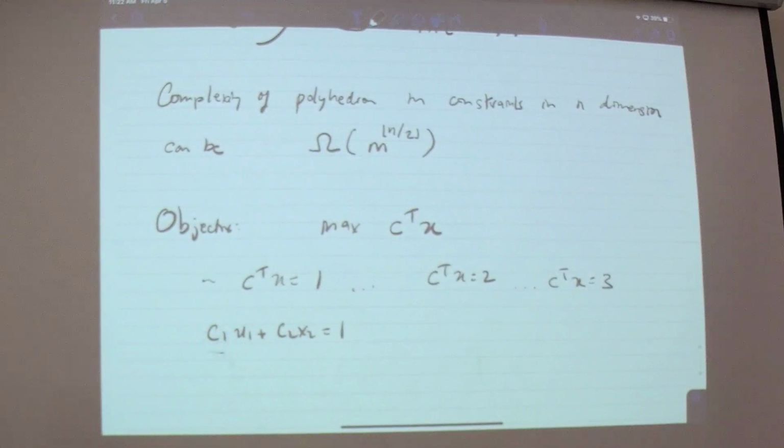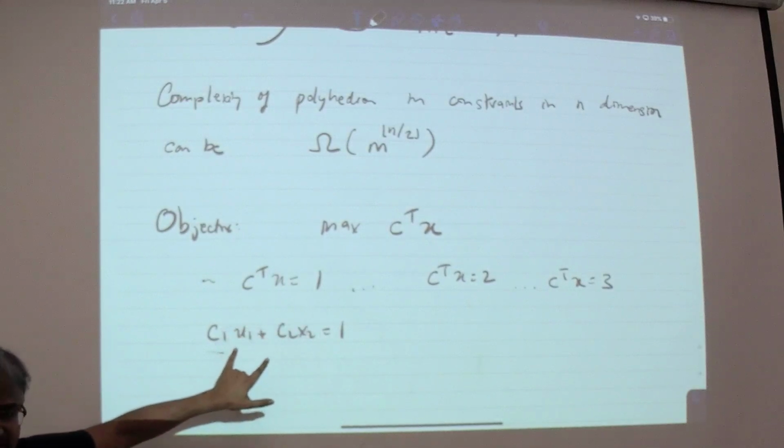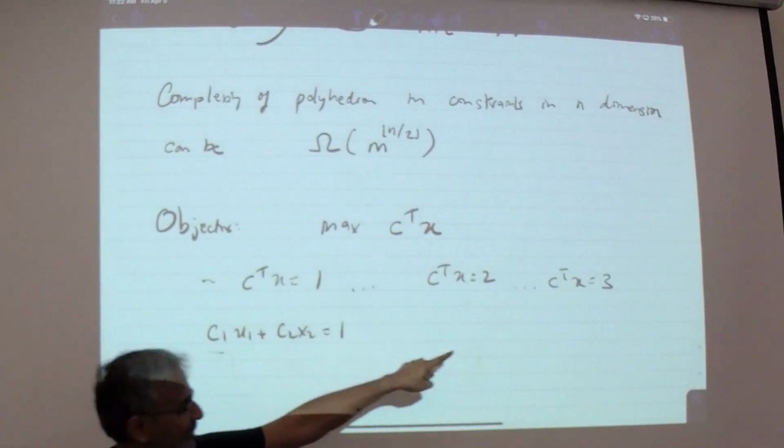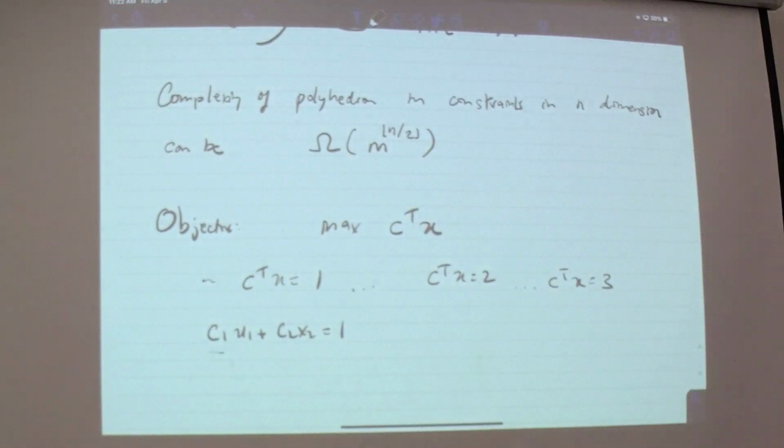But then you have different values. No, forget that. Just look at this one. That's a line. There's also a line. There's also a line. What do these lines have in common? They're parallel. Why? Because the coefficient is the same.